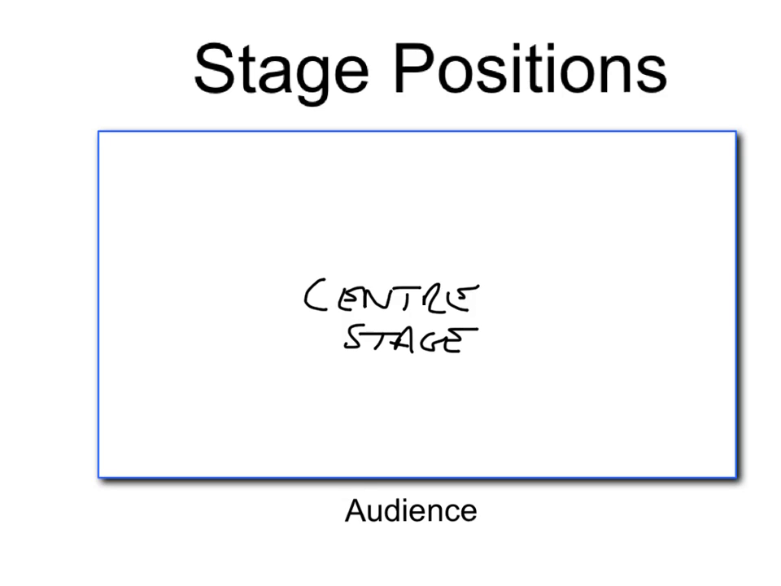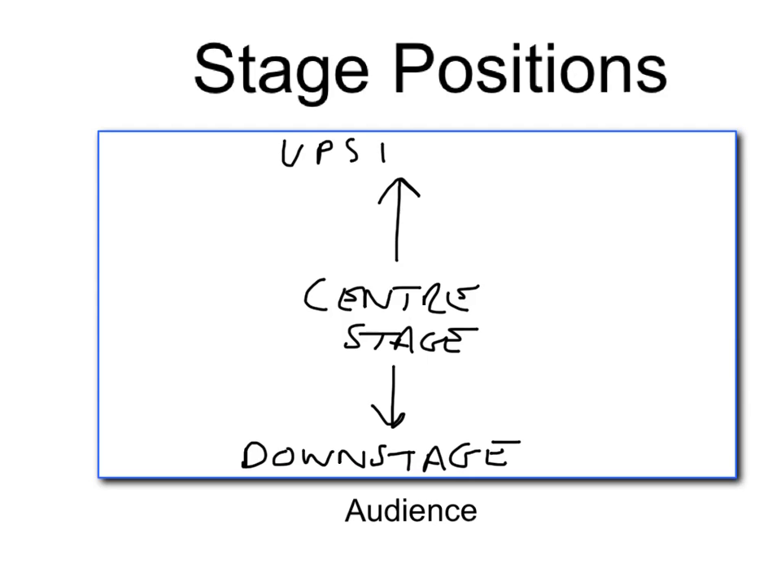Now, the difficulty comes when we start thinking about going further away from the audience and closer to the audience. Now, when we talk about going closer to the audience, we call this downstage. And this is because in the old theatres, the stage was actually sloped towards the audience, so it literally was walking down the stage as you did so. So similarly, if we move further away from the audience, we're going upstage, walking up the slope.